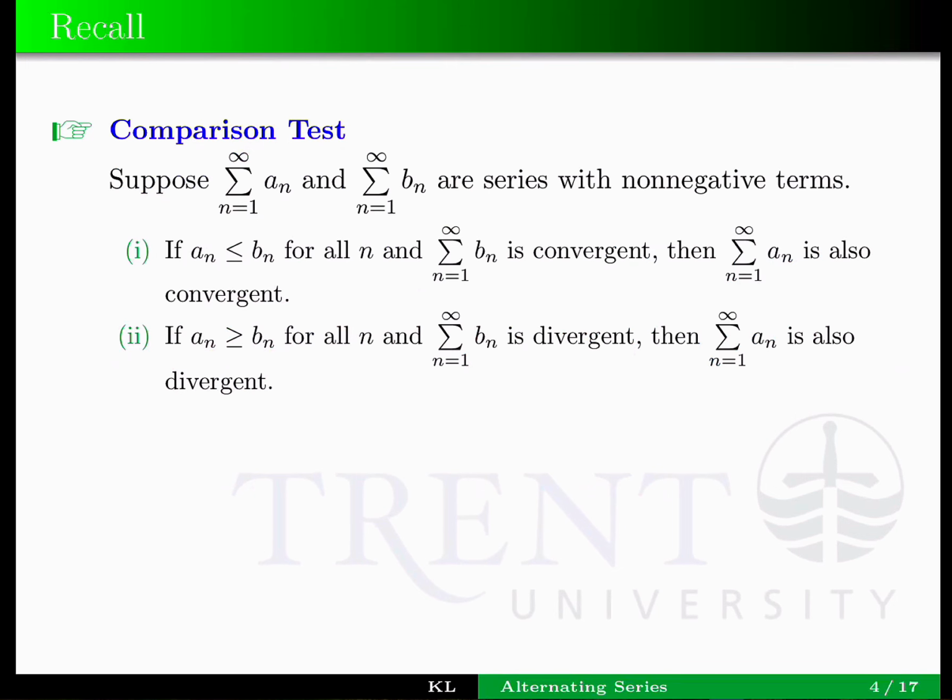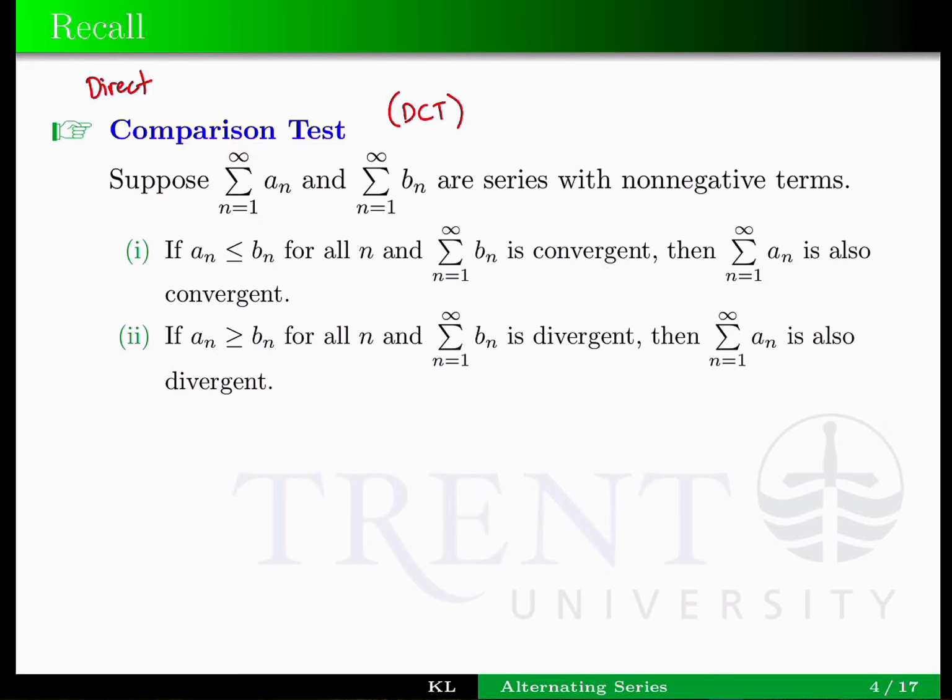Then last time we had comparison tests. So first, the comparison test, or in some references, they call this the direct comparison test. So they label this as DCT. In here, suppose we have two series, sum of a_n and sum of b_n, and they have non-negative terms. And suppose that for each n, a_n is less than or equal to b_n, and that the series b_n is convergent. The conclusion is that the series a_n is also convergent.